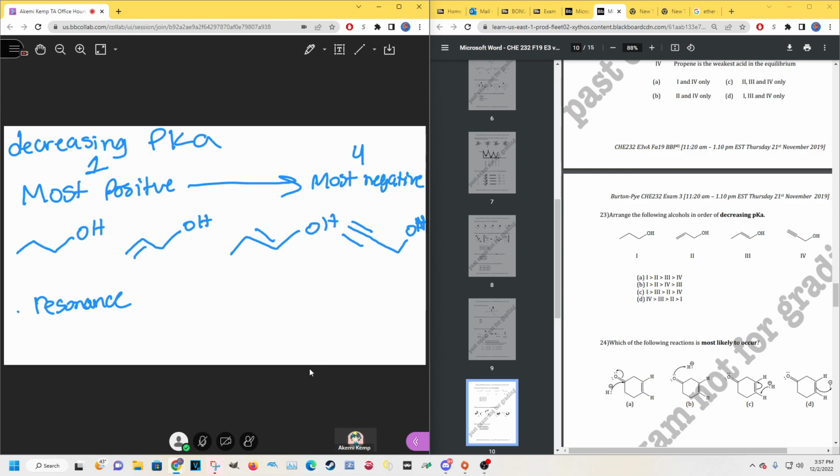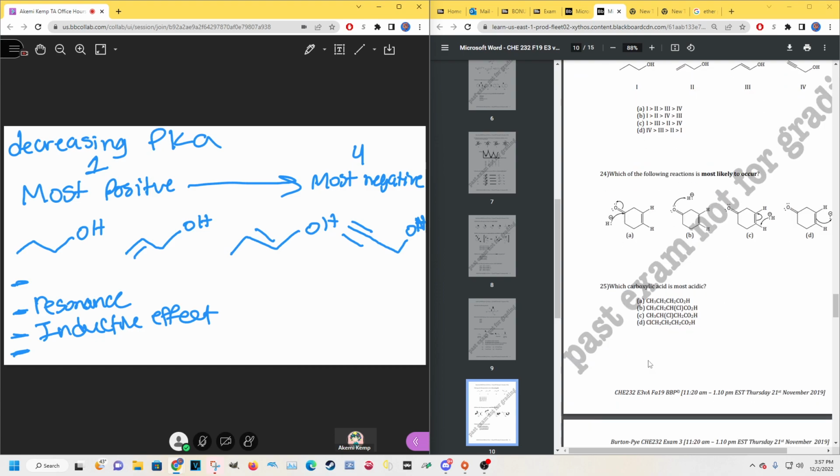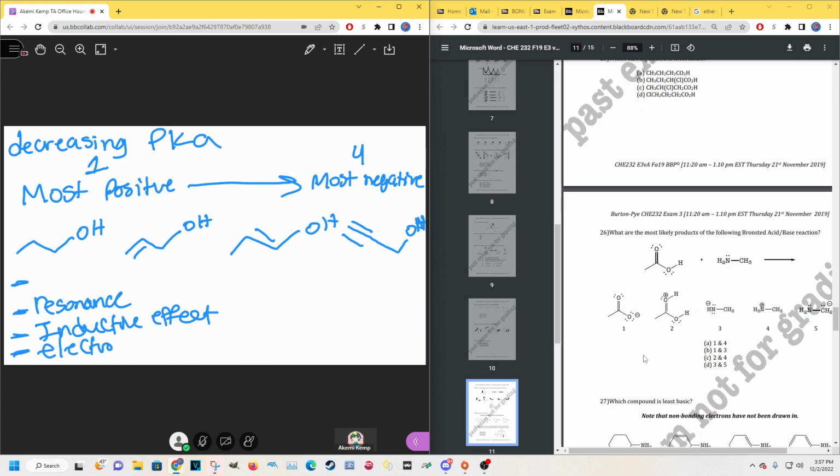What we also look for is, in some cases, the inductive effect. This is when we have halogens attached near the OHs as well. So the inductive effect also plays a part in stabilizing the negative charge that's created. So that also increases the molecule's acidity as well. Another thing we look for is, so there's resonance, the inductive effect, and electronegativity is definitely one of them.